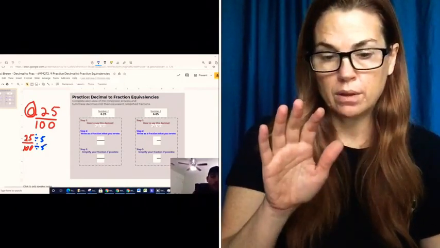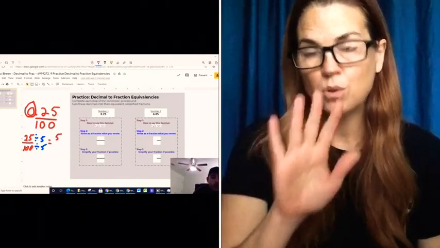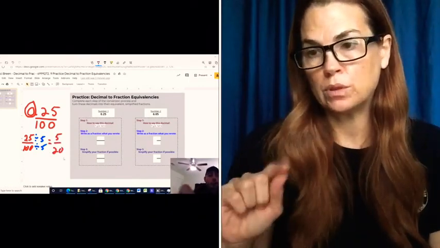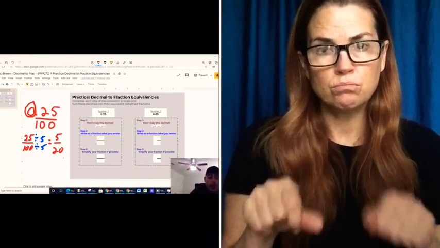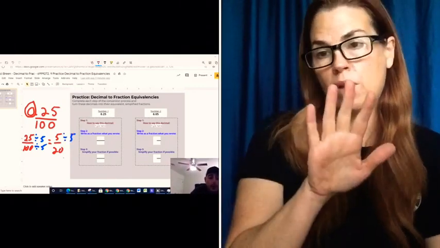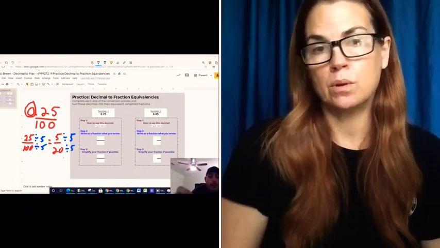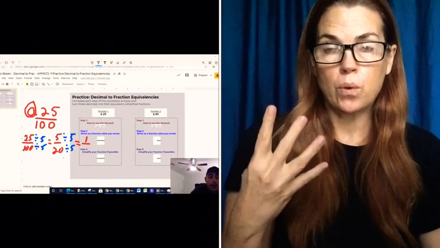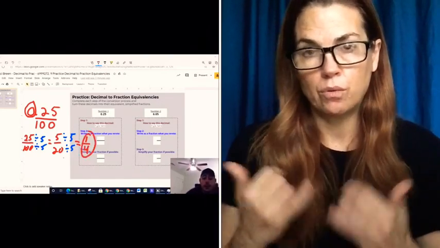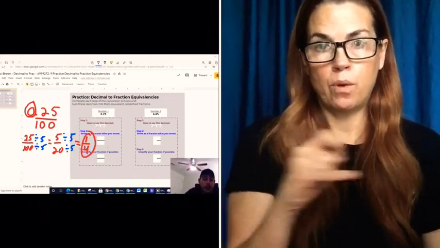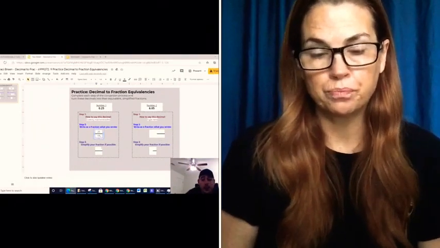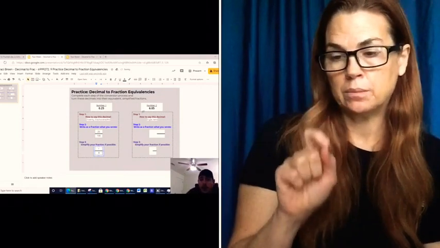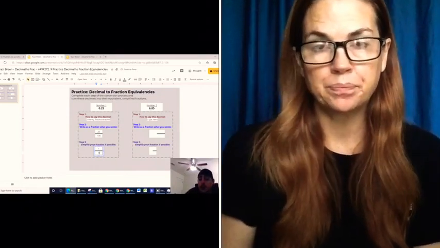Okay, so I'm going to divide both of these by 5. 5 goes into 25 5 times, and 5 goes into 100 20 times. It ends in a 5 and a 0 again, so I can simplify it even more. So I'm going to divide by 5 again, and 5 goes into 5 once, and 5 goes into 20 4 times. So my final answer is 1/4. So I'm going to go back to my assignment, and I am going to type in 1/4 for my final answer.